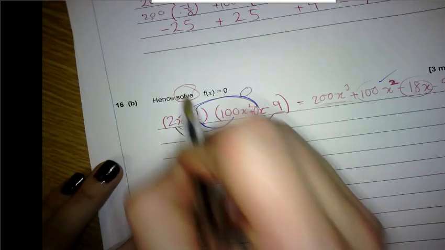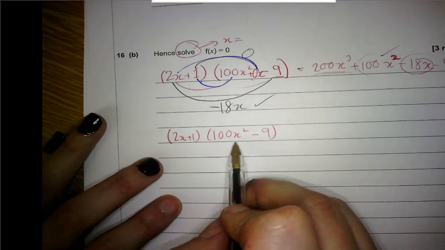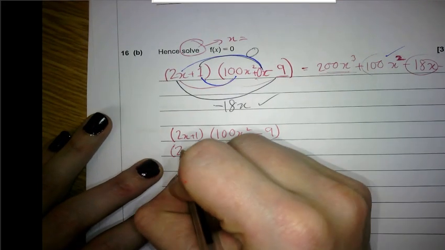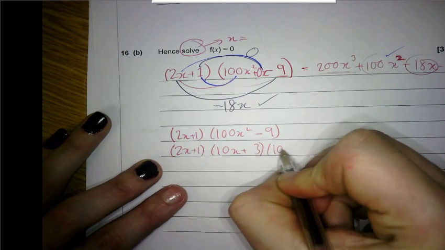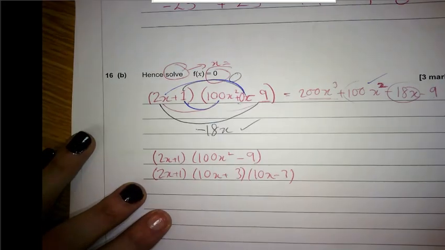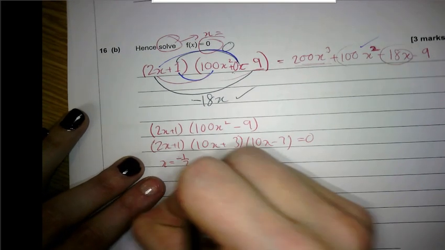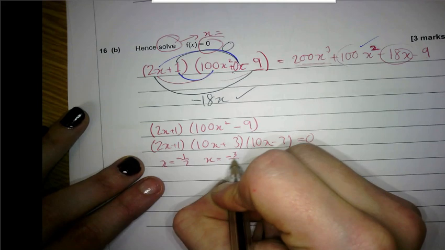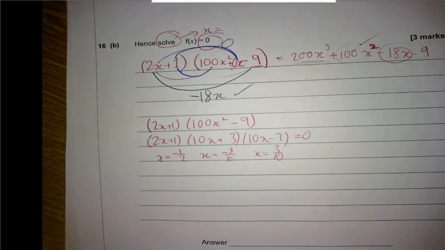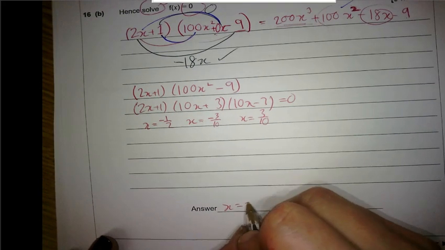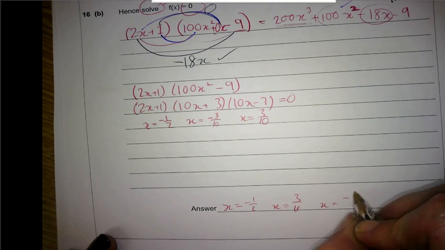I'm solving, so I'm expecting my answer to be like x equals. So I'm definitely not done yet. I can see this is the difference of two squares. So 2x plus 1, 10x plus 3, 10x minus 3 is equal to 0. Means x is negative a half, x is negative 3/10, or x is 3/10. Okay? So x is negative a half, x is 3/10, x is negative 3/10.